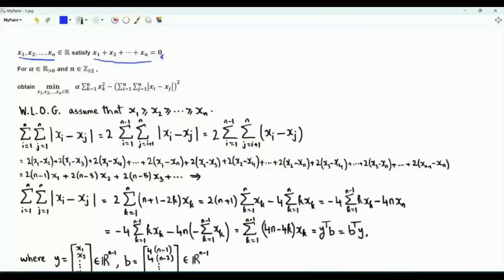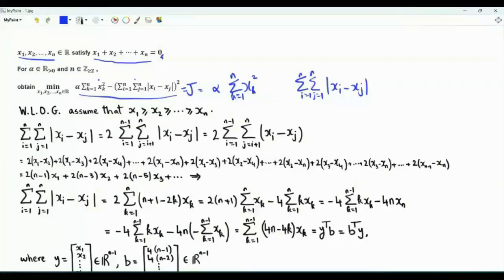We are interested in minimizing the following objective function, which is the difference of two terms. The first term is the sum of the squares of the x's multiplied by alpha. The second term is a double sum over all possible pairs of the x variables. This double sum is squared and is subtracted from alpha times the sum of the squares. To solve this constrained optimization problem, the first step is to simplify this double sum.